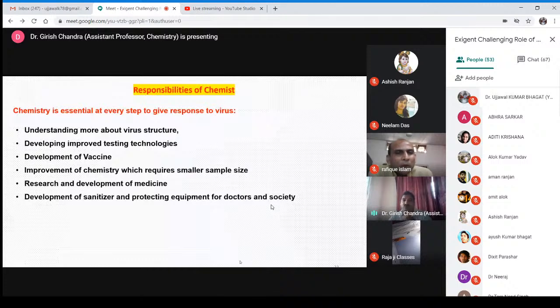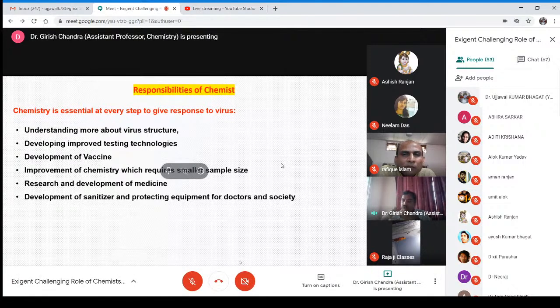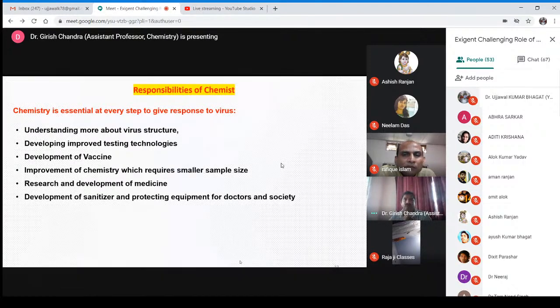So in many ways, chemistry can contribute to the fight against COVID-19.